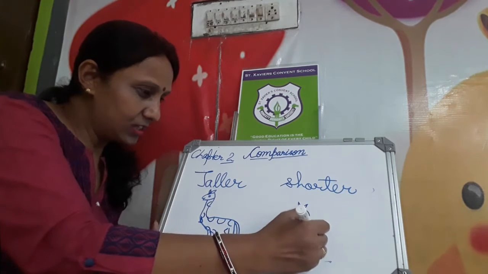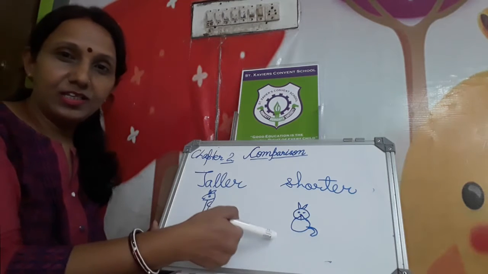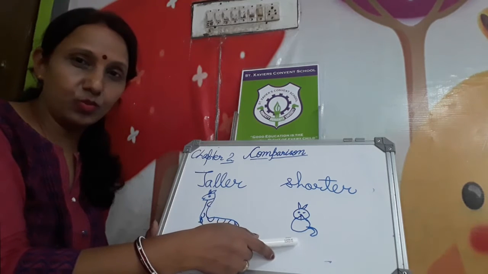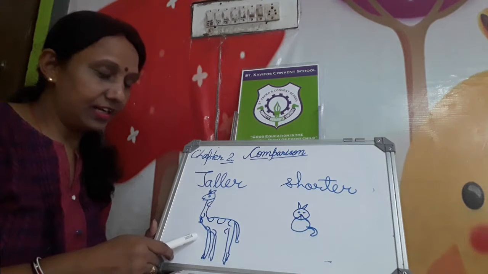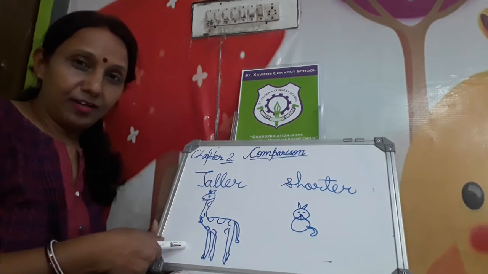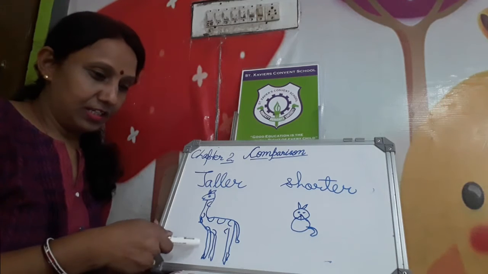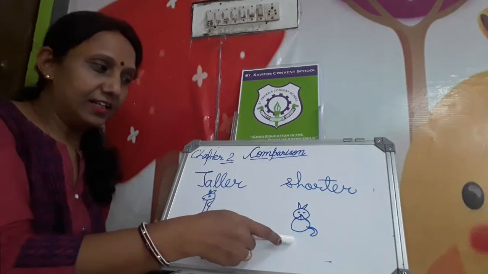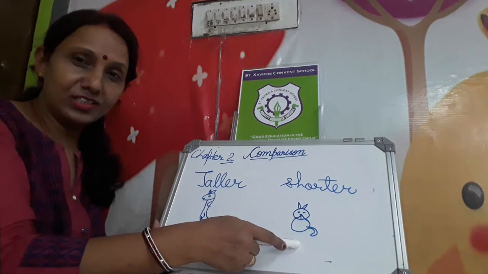So this one is shorter. Which one is the shorter? The cat one is the shorter and the giraffe is taller. Which one is the tall? The giraffe is the taller and this cat is the shorter.